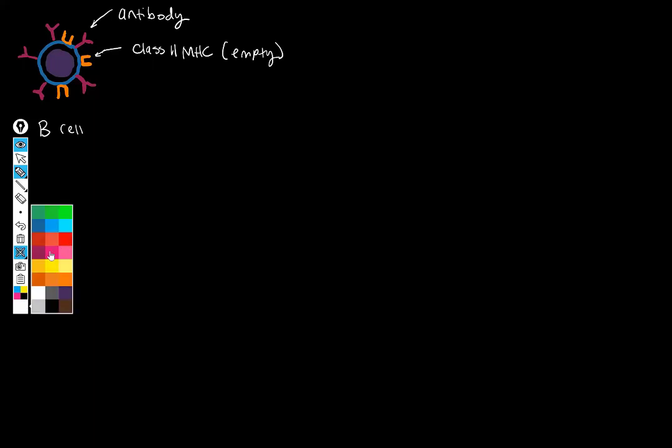So let's do some labeling just because I don't want to be a naughty professor who doesn't label anything. Okay, so this is the B cell. That is an antibody. And this is our class 2 MHC. And you'll notice it's currently empty. So let's say, for the sake of argument, and I'm going to be boring and make antigens red again because why not?